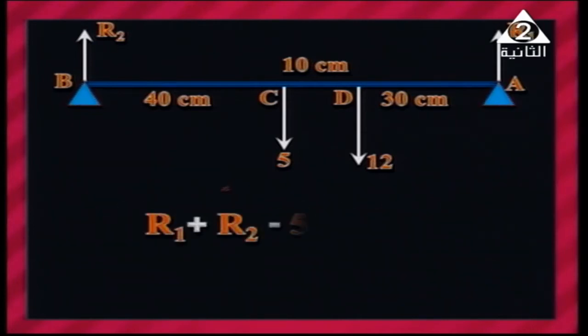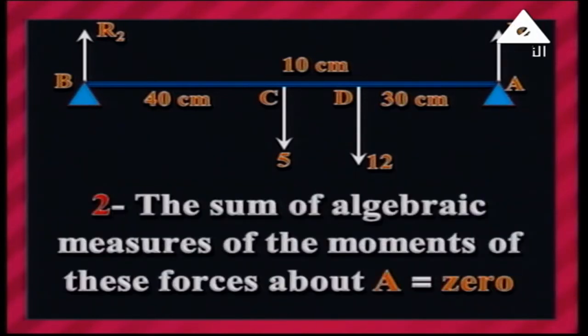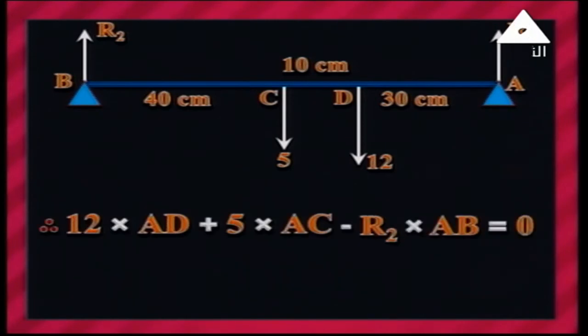Also, R1 plus R2 minus 5 minus 12 equals 0, or R1 plus R2 equals 17. The sum of the algebraic measures of moments of these forces about A equals 0. Therefore, 12 times AD plus 5 times AC minus R2 times AB equals 0. Why is R2 negative? Because the direction of the moment of R2 about A is clockwise, with a negative sign. But the two weights 5 and 12 rotate about point A anti-clockwise, so their signs are positive.